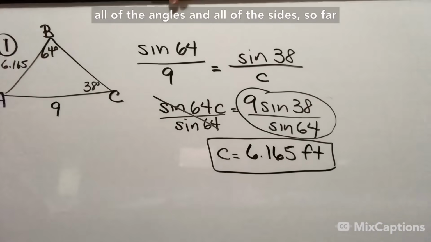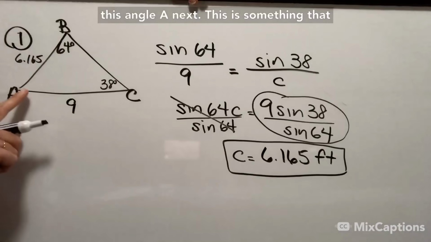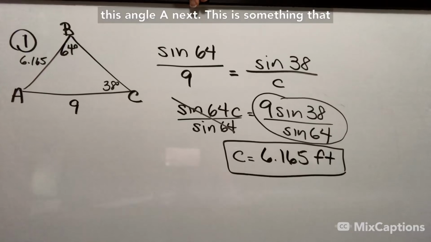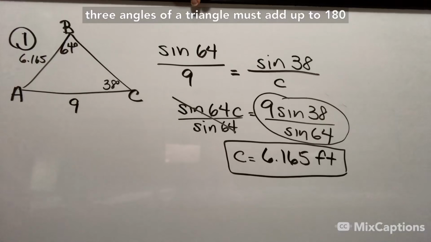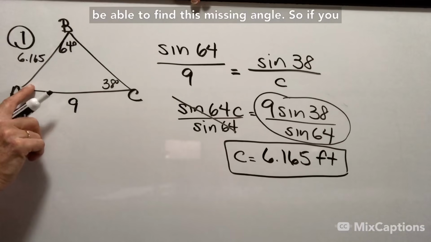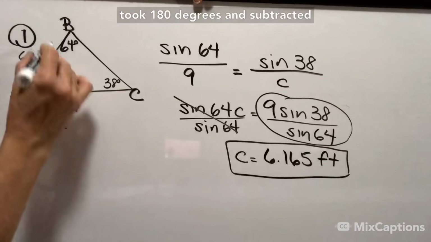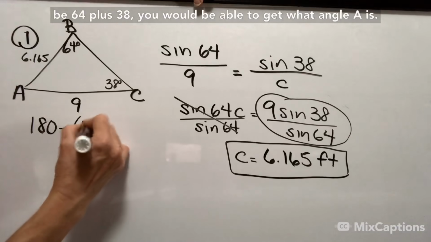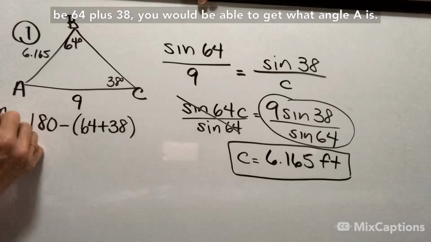Okay, we have to find all of the angles and all of the sides, so so far we've only done one thing. We've got to get this angle A next. Now this is something that you learned in geometry but may have forgotten about. There was a theorem that says that all three angles of a triangle must add up to 180 degrees. Using that fact, you'll be able to find this missing angle. If you took 180 degrees and subtracted these two angles added together, 64 plus 38, you would be able to get what angle A is.